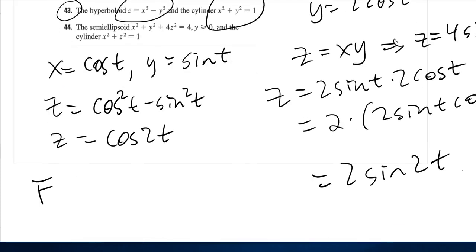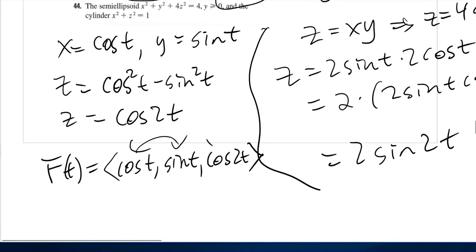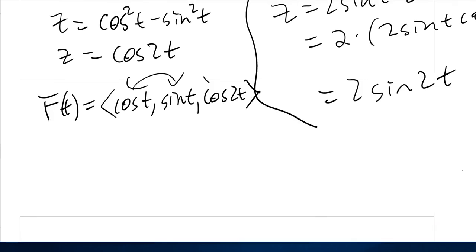And so my vector function here is cosine t, sine t, and then cosine of 2t. Now, if you switch these two around, this one becomes negative, and you're going around the cylinder a different way. Okay, so if you look, let's look at r of t. Let's take out that third part. R of t is cosine t, sine t.